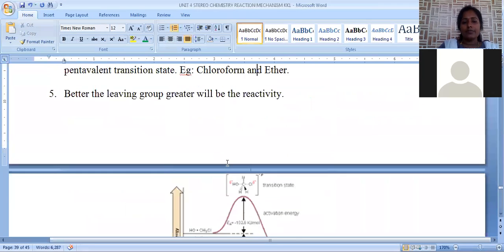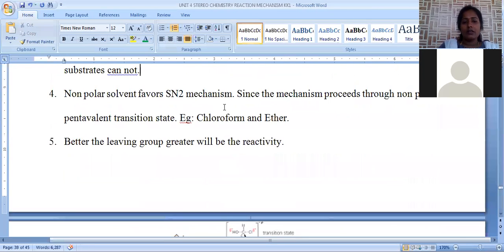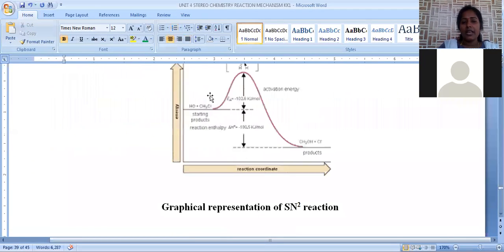In SN2 reaction, more preferable solvents like acetone, chloroform and ether can be used. Better leaving group, greater will be the reactivity. Here the energy profile diagram is there. Initial methyl chloride we are taking. It is treated with nucleophile.